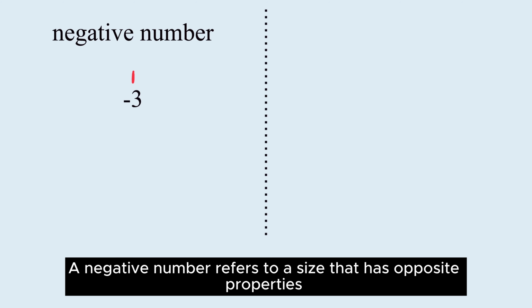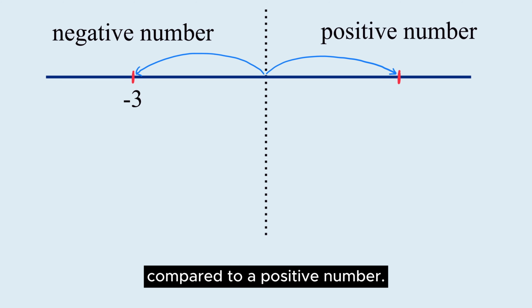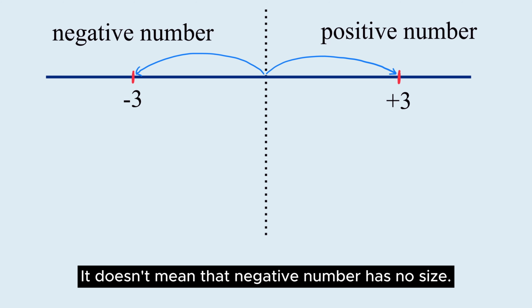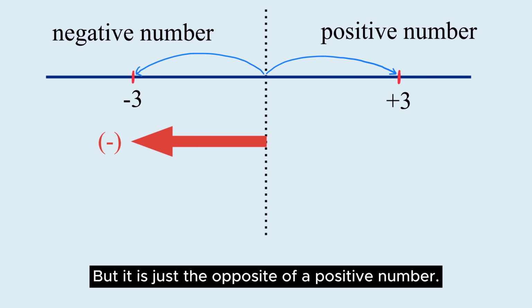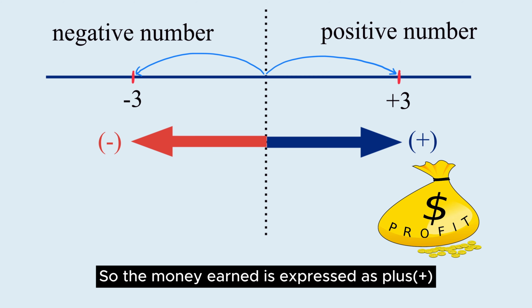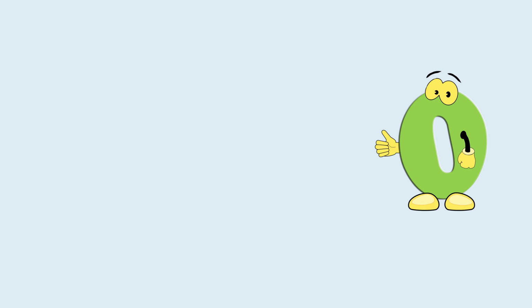A negative number refers to a size that has opposite properties compared to a positive number. It doesn't mean that a negative number has no size. A negative number also has a size, but it is just the opposite of a positive number. So the money earned is expressed as plus, and the money lost is expressed as minus.